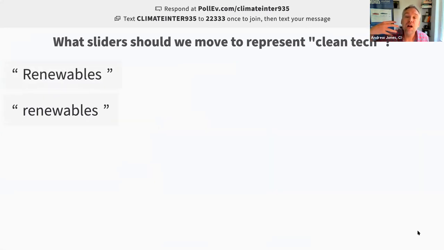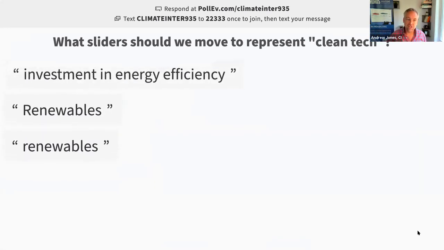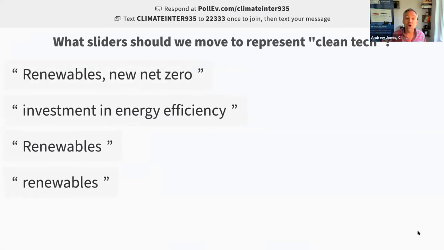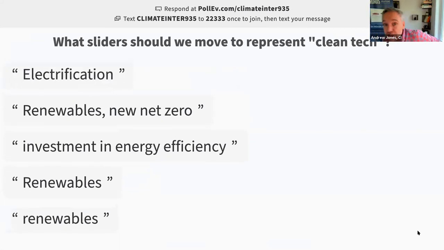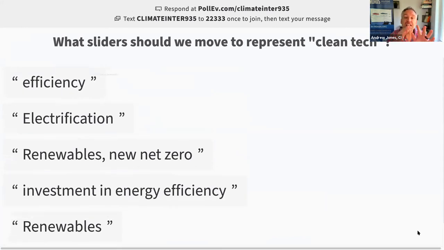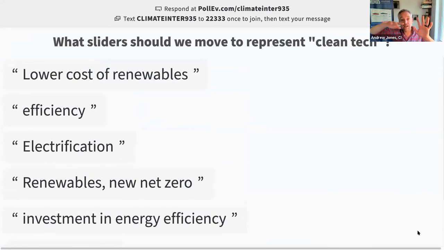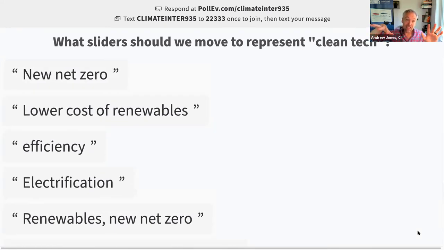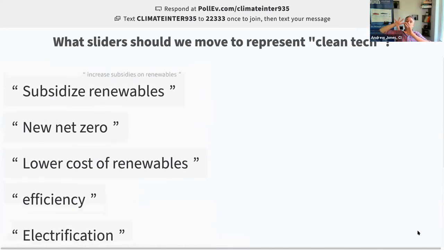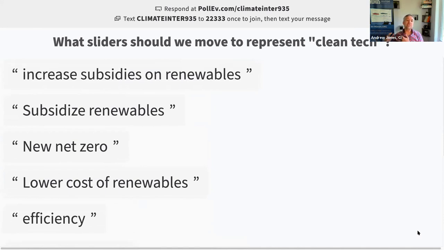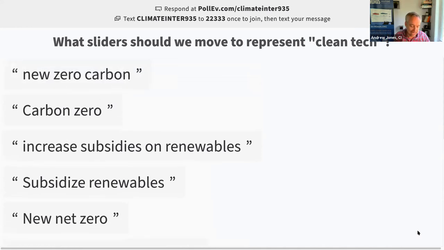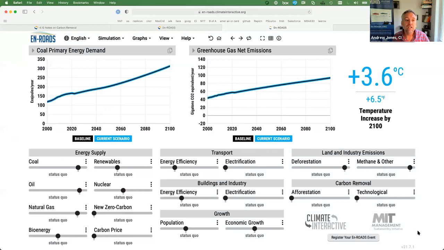Renewables, exactly. It's an alternative to fossil fuels. Energy efficiency and the technologies that could reduce demand. New net zero carbon, electrification, exactly. This doesn't go directly at the fossil fuel industry. This says we're going to reduce demand. We're going to create competition for you. Go and create alternatives. Subsidize renewables. Exactly. Subsidize renewables. New zero carbon energy, absolutely. So this is all clean tech.